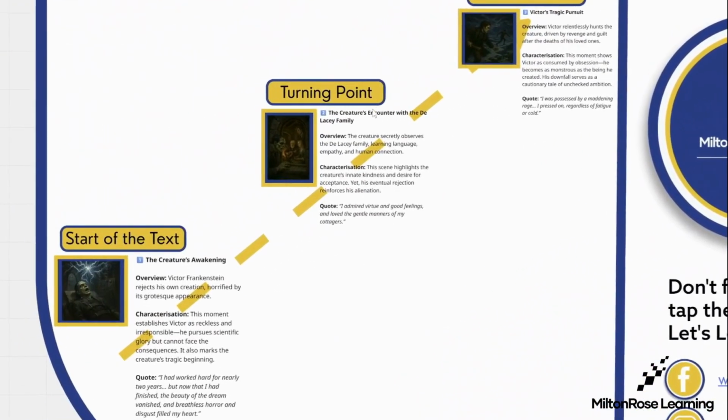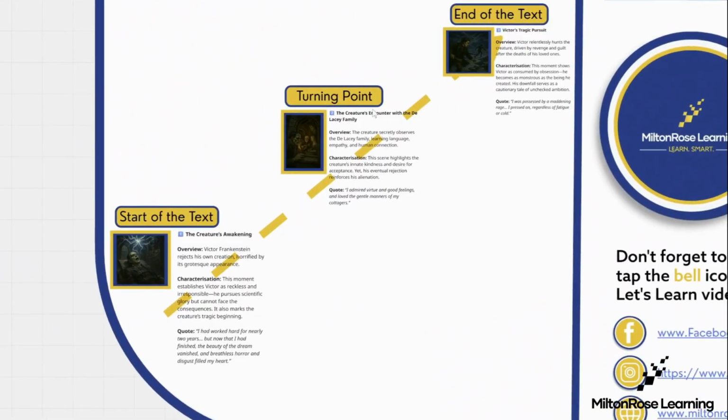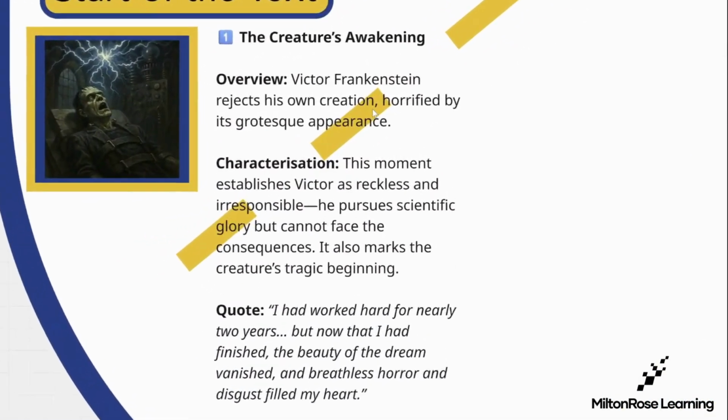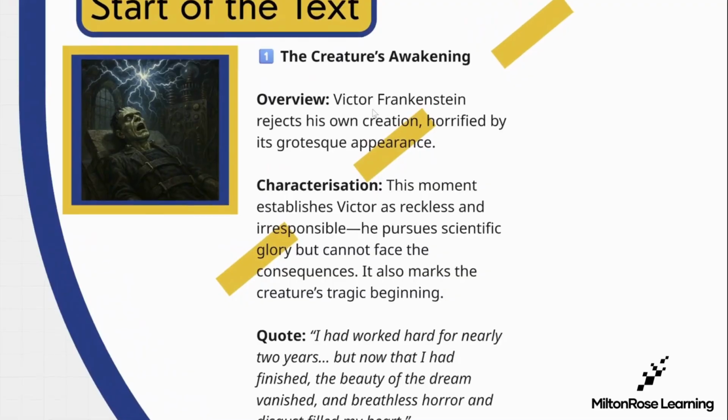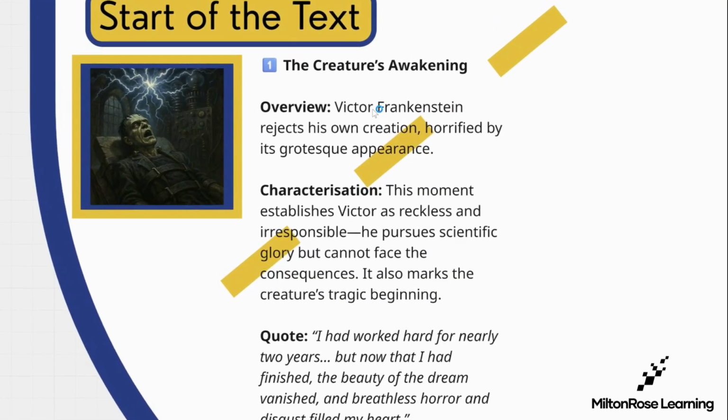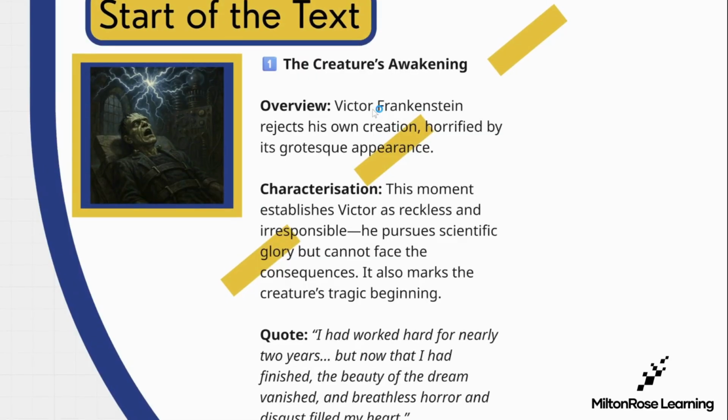Okay, now let's wrap up with looking at a bit of a character arc and how characters change from the start to the end of the narrative, and then a really important turning point in the characterization. So at the start of the text, very interesting image there. The creature is awakening. That's like me waking up in the morning.